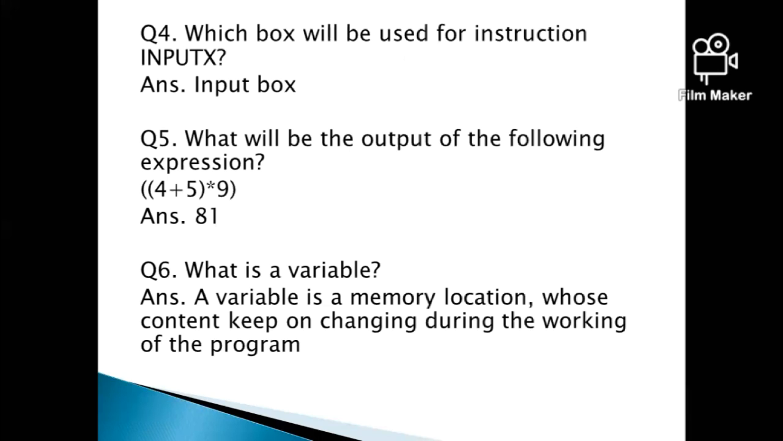Question 5 is, what will be the output of the following expression? The expression is 4 plus 5 into 9. Answer is 81. And what is a variable? A variable is a memory location whose content keeps on changing during the working of a program. I hope everything is clear to you.